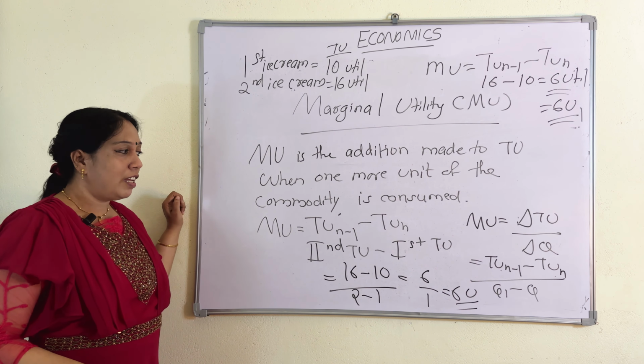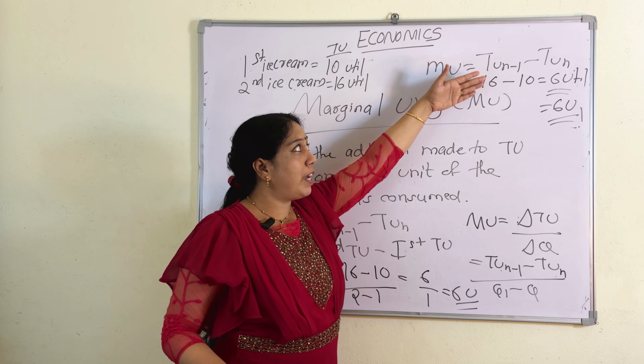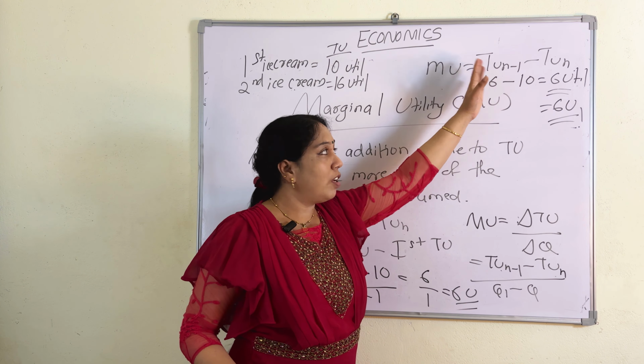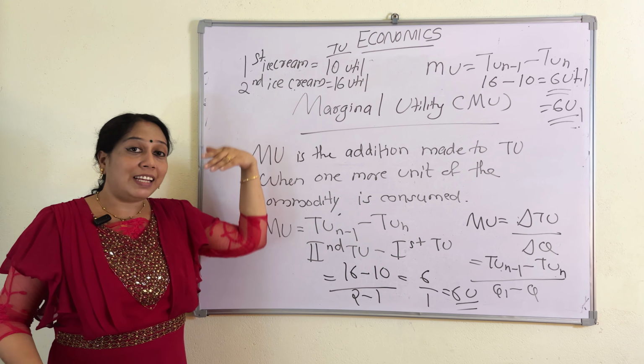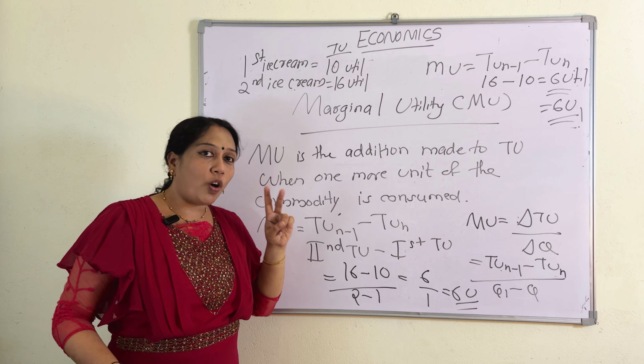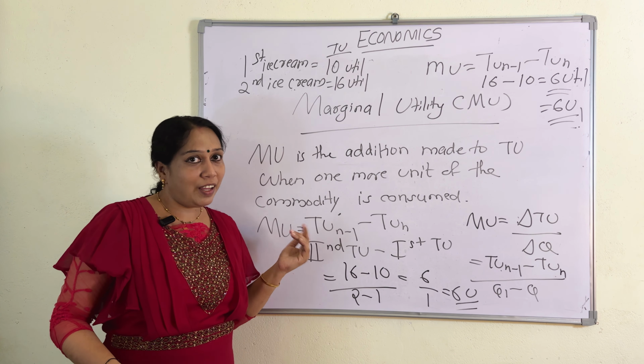Same only. Okay. So easy one is what? Marginal utility is equal to TUN minus 1 minus TUN. Usually we are using this formula. Okay. How to find out the marginal utility? It is the difference between the two total utility, that is second total utility minus first total utility.